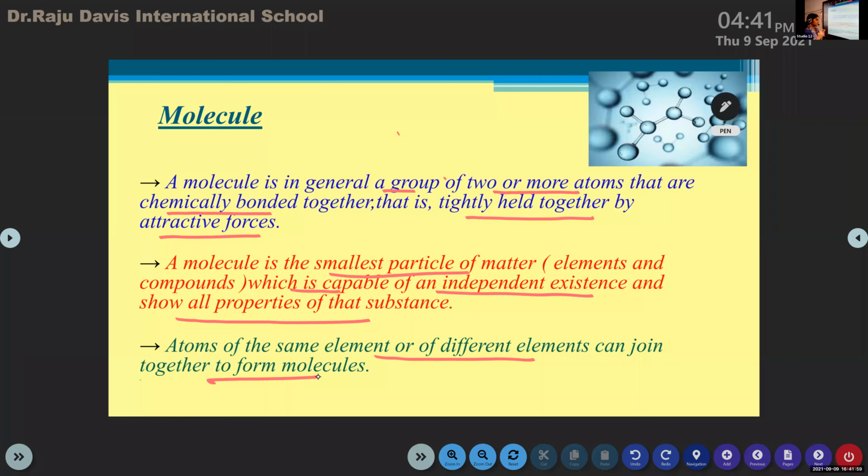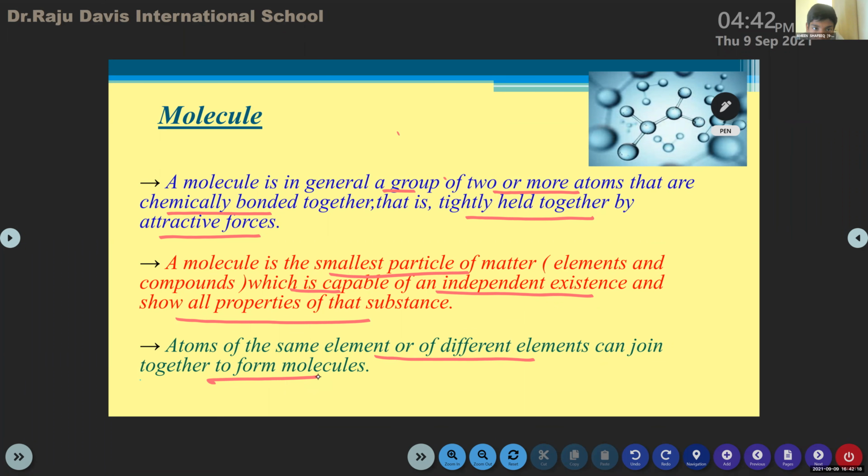So these all are examples of molecules with atoms of different elements. So there are two possibilities. Atoms of the same element or different elements can join together to form molecules. Clear, children? Yes, ma'am. So, Amin, can you read the points?